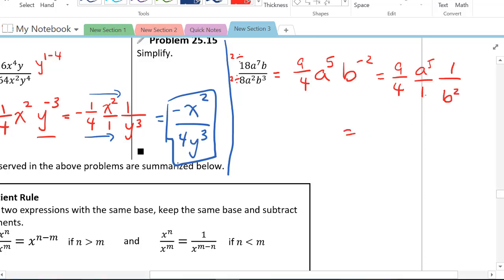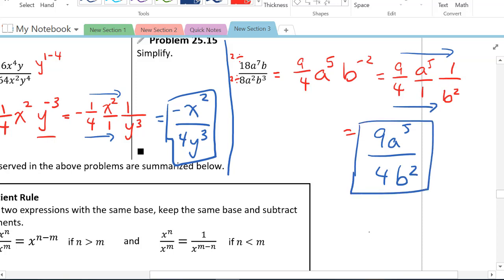Multiply straight across. Okay, multiply straight across. What do you get if I multiply straight across? It's going to be 9a to the 5th divided by 4b squared. And that is our solution. All right? Okay, let's do some more.